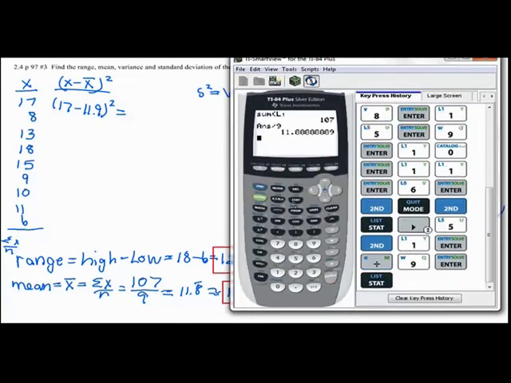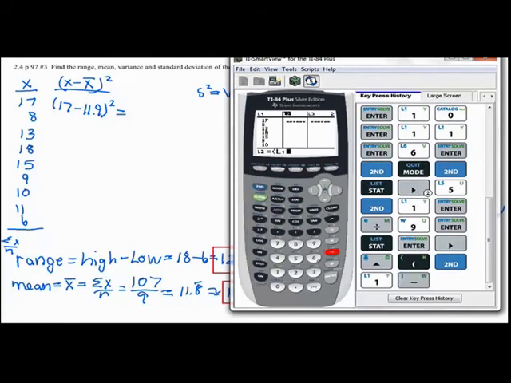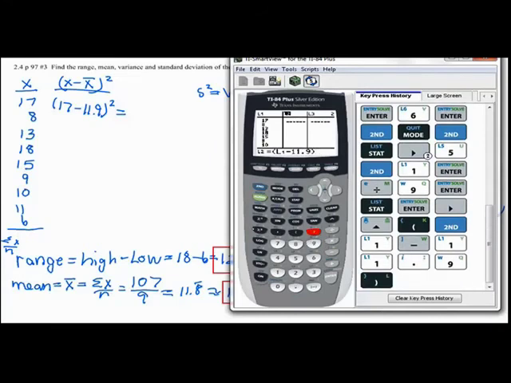So if we go back to our stat enter, in list 2, we can just go to the very tippy top of list 2, and we'll just do our open parentheses, x, which is in list 1, all of our numbers in list 1, so second one, minus x bar, which is our mean. We get 11.9, rounded correctly, close parentheses, and then square. Your x squared button is kitty corner from your 7 there. Press enter, and all those numbers are going to fill in for you.